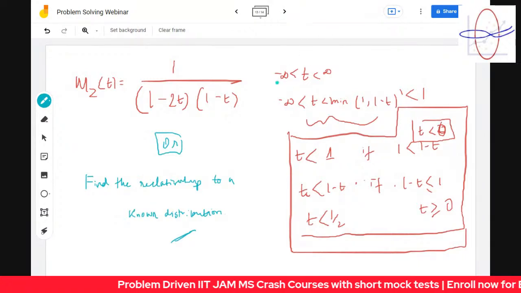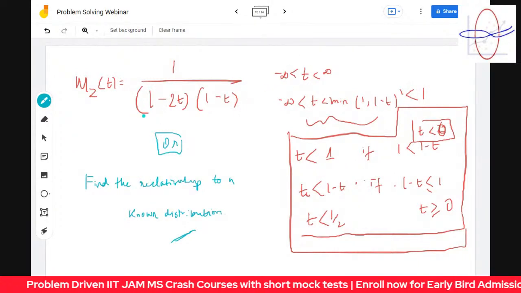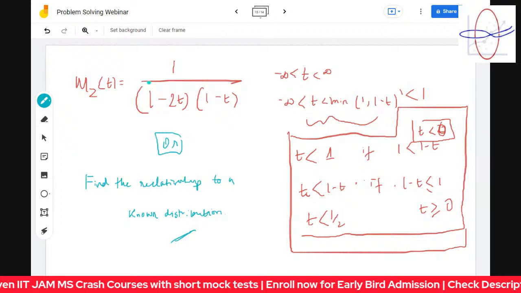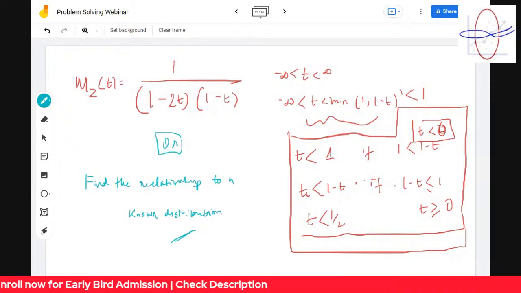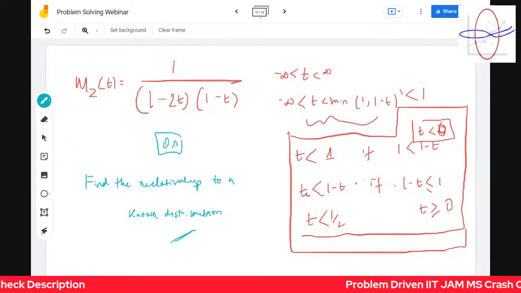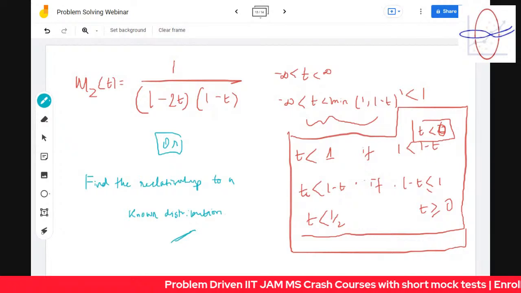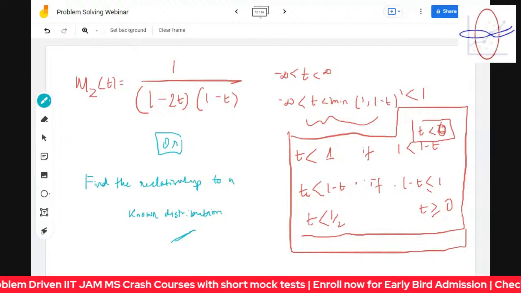As Satyaj has told, it's a product of two, maybe, I don't know, maybe exponential. But why didn't you tell? Okay, let's check that. So let's check gamma. So gamma's MGF is something like this.